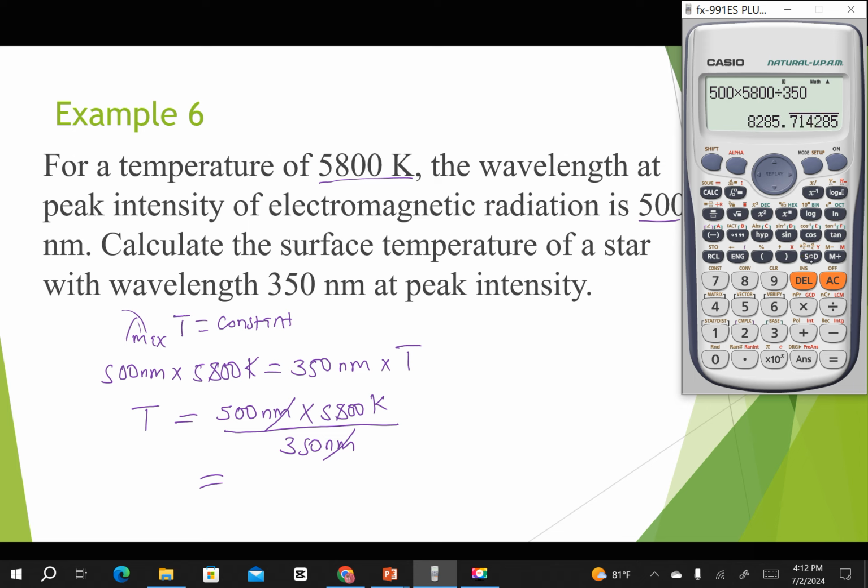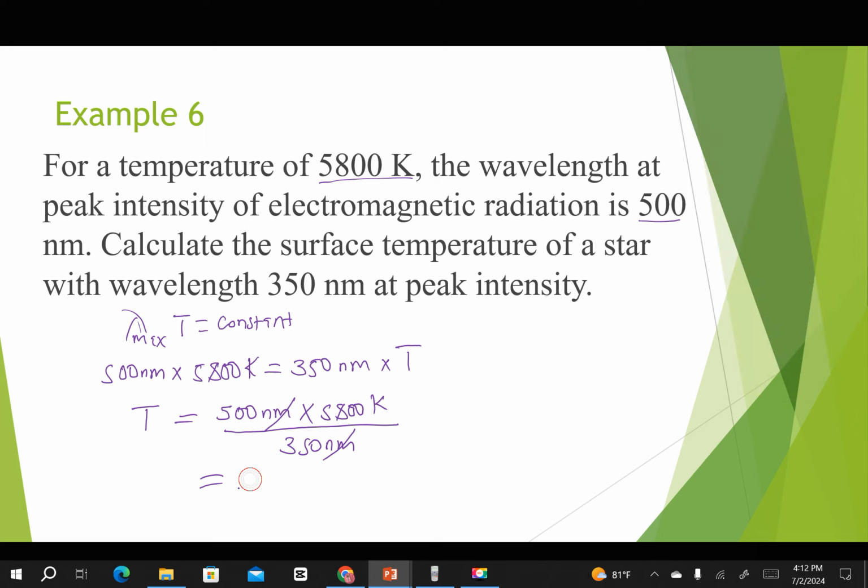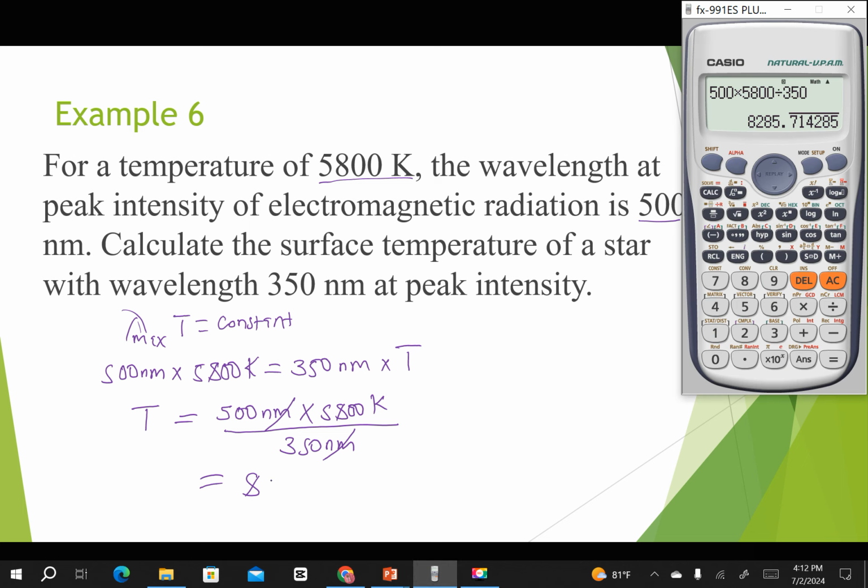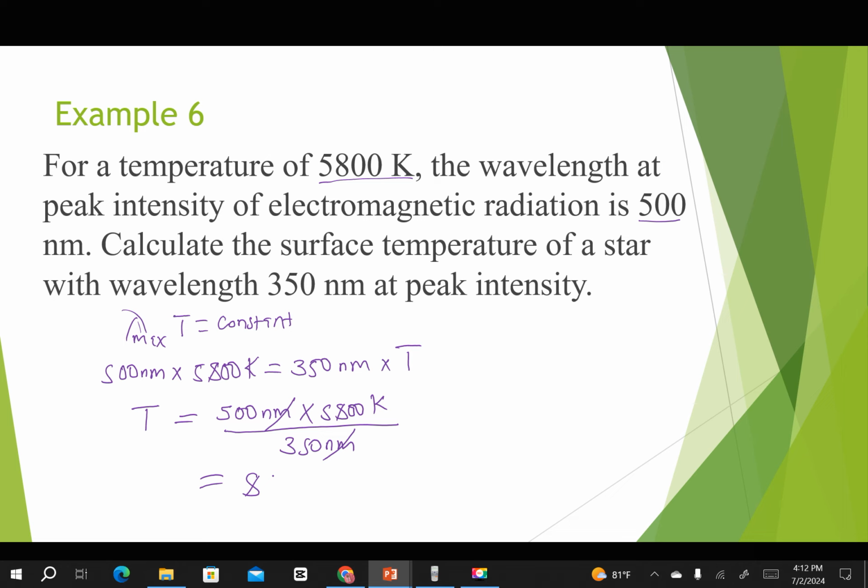So this is giving me 8,000. Let me see how many significant figures. These are two significant figures. Is it 300? Yes. To two significant figures it is 8,300 Kelvin. So the temperature is 8,300 Kelvin. Okay. Then let's see if there is example number 6.